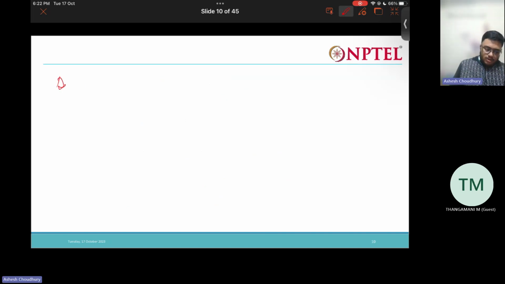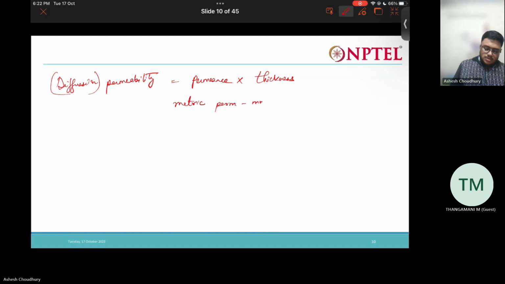Again, we have one more. What is it? Diffusion or permeability, given by permeance into thickness of the geomembrane. The unit is metric perm-centimeter.